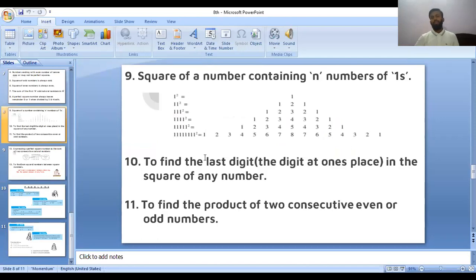What is property number 10? Again, this is very easy. You just do not need to pick up your pen. This is very easy. To find the last digit, if I have any number, first of all, I'll just have a look at property number 9, right?